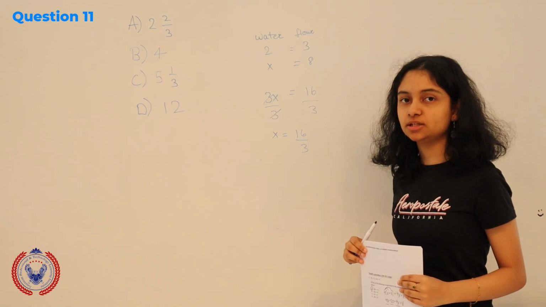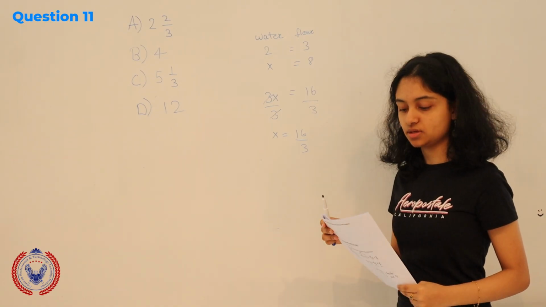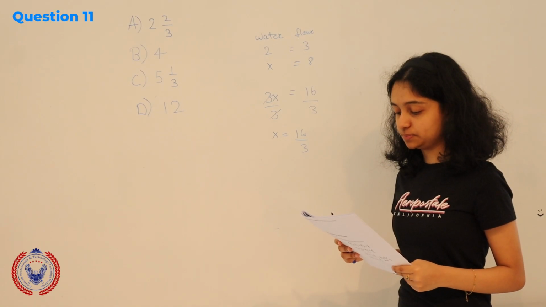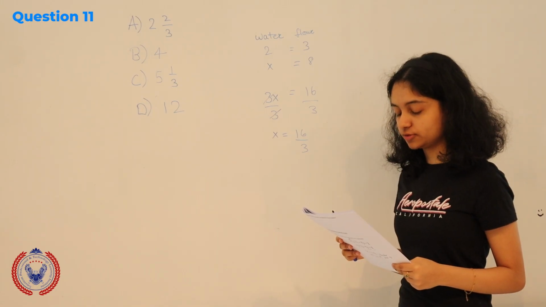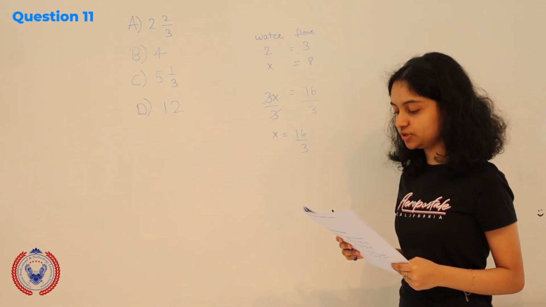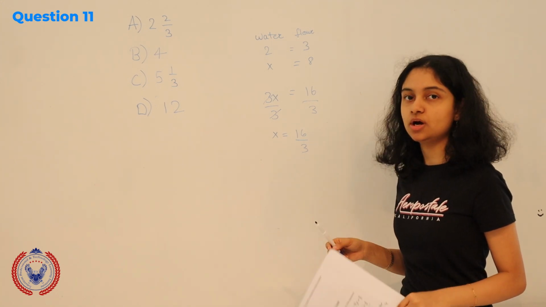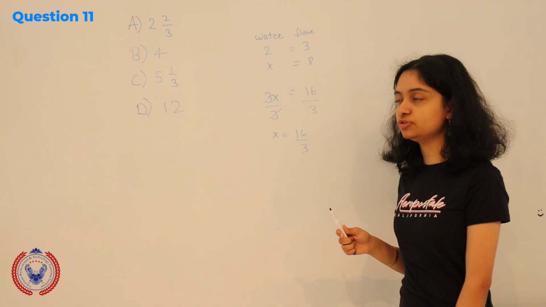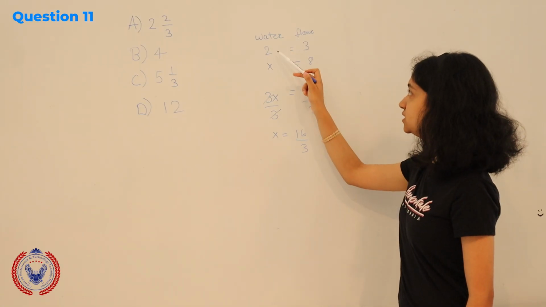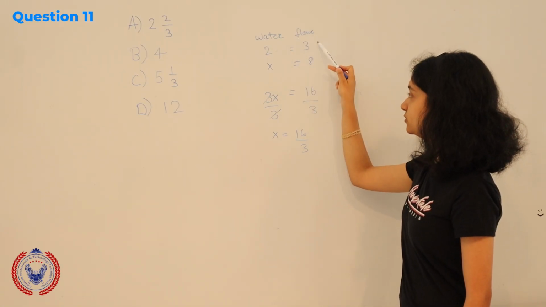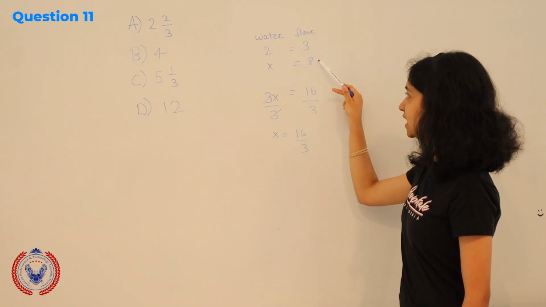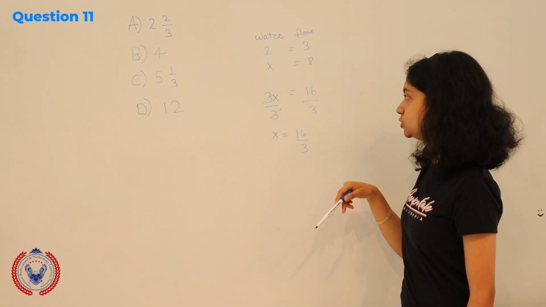Now, let us look at question number 11. Jacoby followed a recipe that requires 2 cups of water for every 3 cups of flour. If he used 8 cups of flour, how many cups of water did he use? Okay. So the key information given is that for every 2 cups of water, we need 3 cups of flour. So if we have 8 cups of flour, how many cups of water do we need?